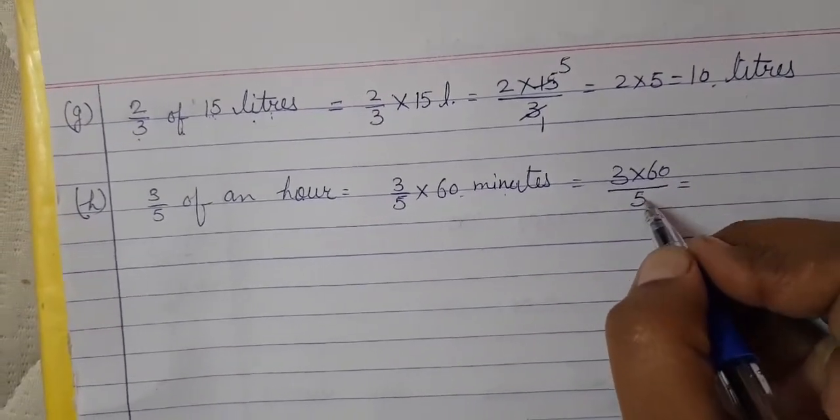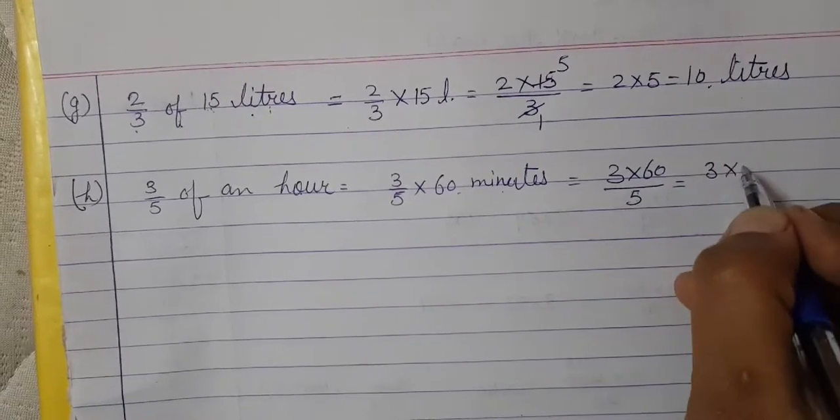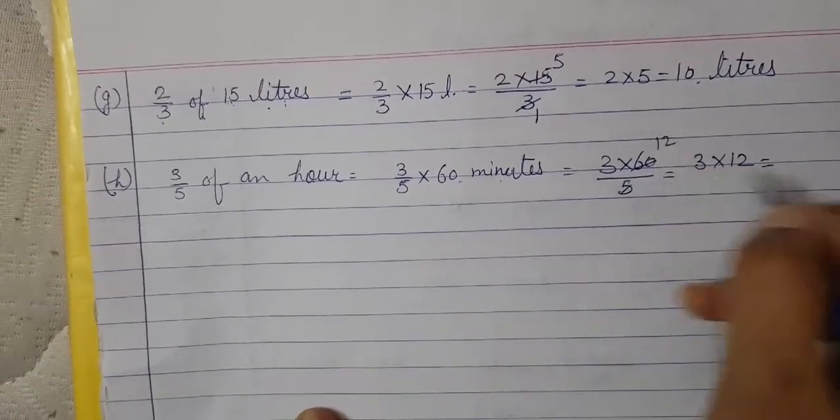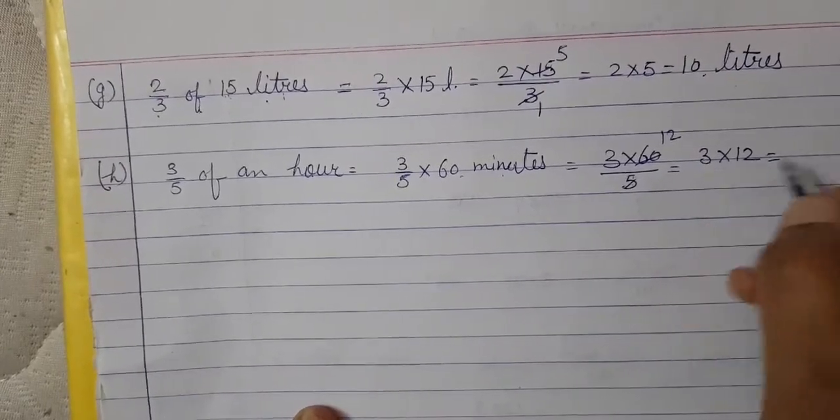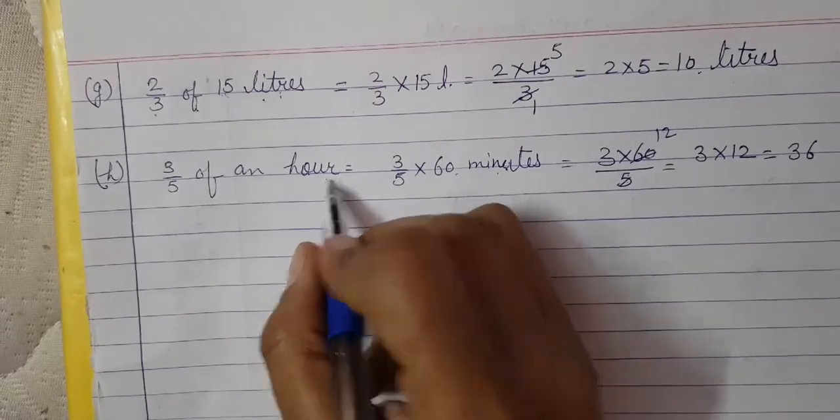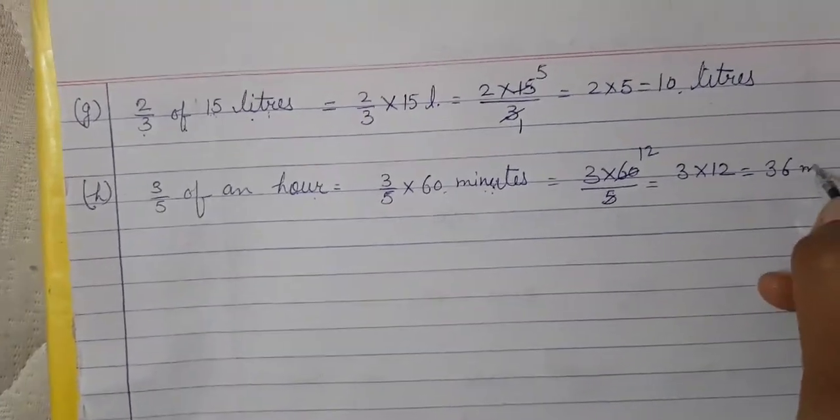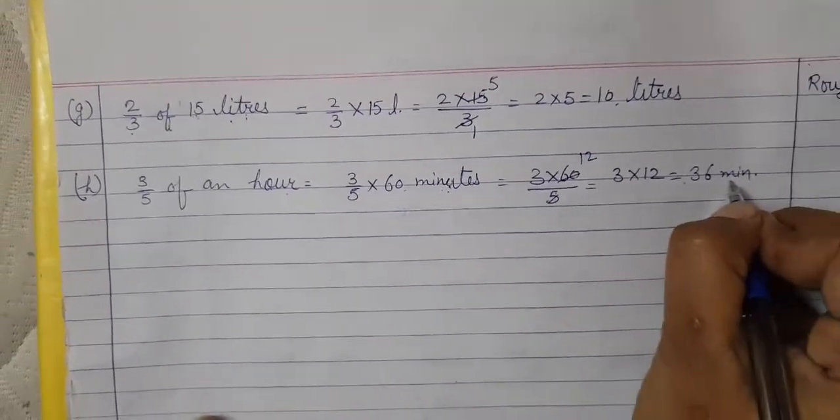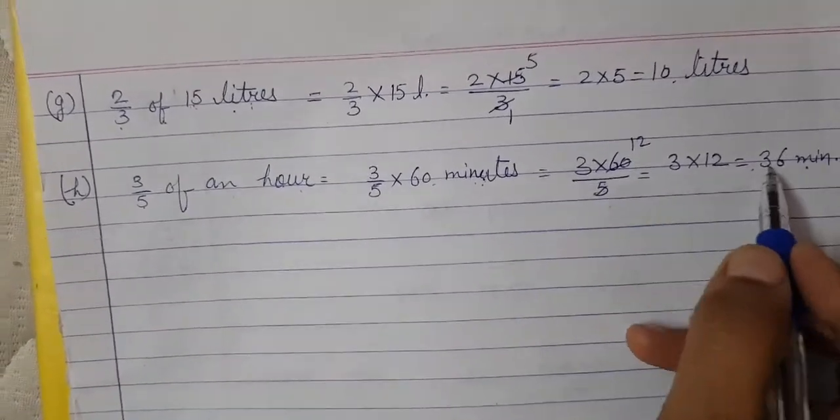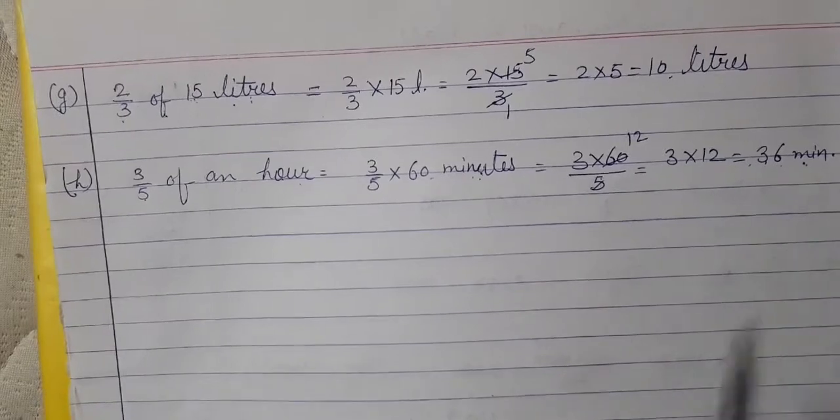So 60 will be cut by 5, 12 times. Okay, it will be 12, and 12 3s are 36, that is 36 minutes, because hour has been converted into minutes. So 36 minutes will be the answer, means 3/5 part of an hour will be 36 minutes. Okay.